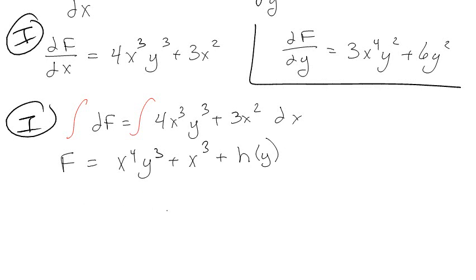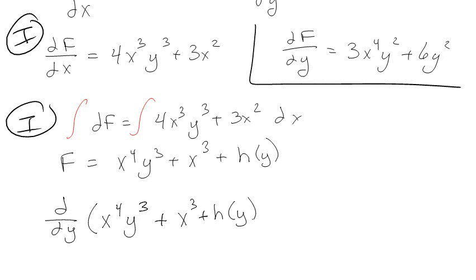Now, my other thing that I know, like we said, is that partial f partial y was equal to this thing over here. And so what I'm going to say is that the partial y of the thing I just came up with needs to be equal to that 3x to the fourth y squared plus 6y squared.